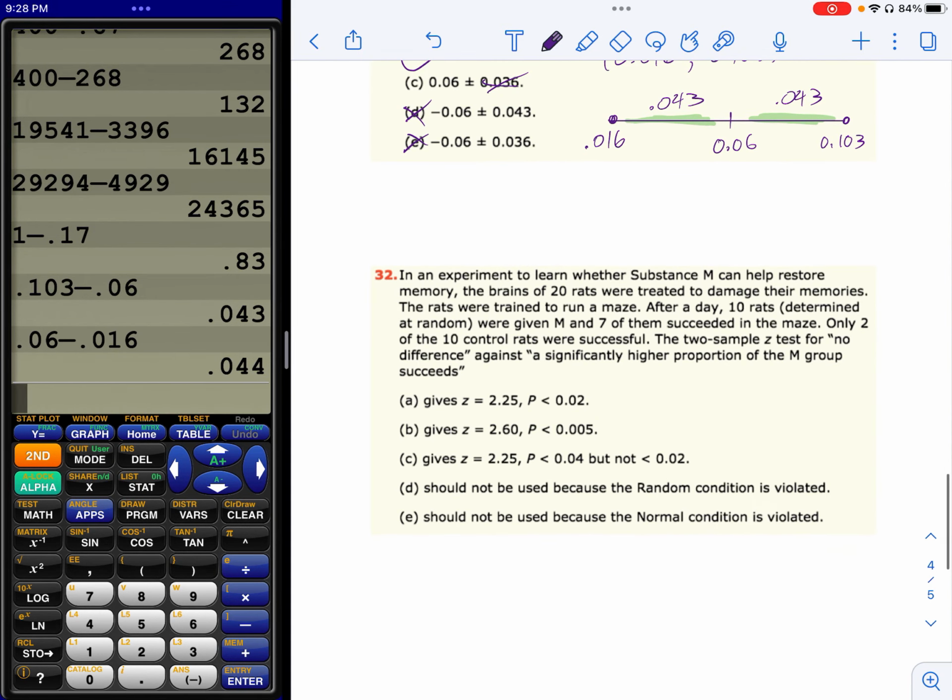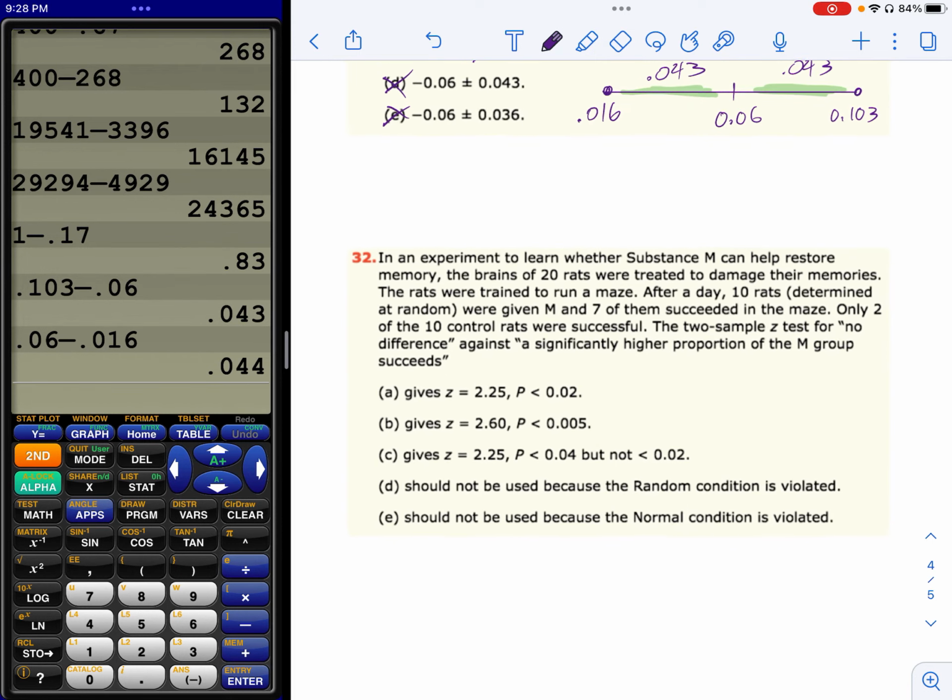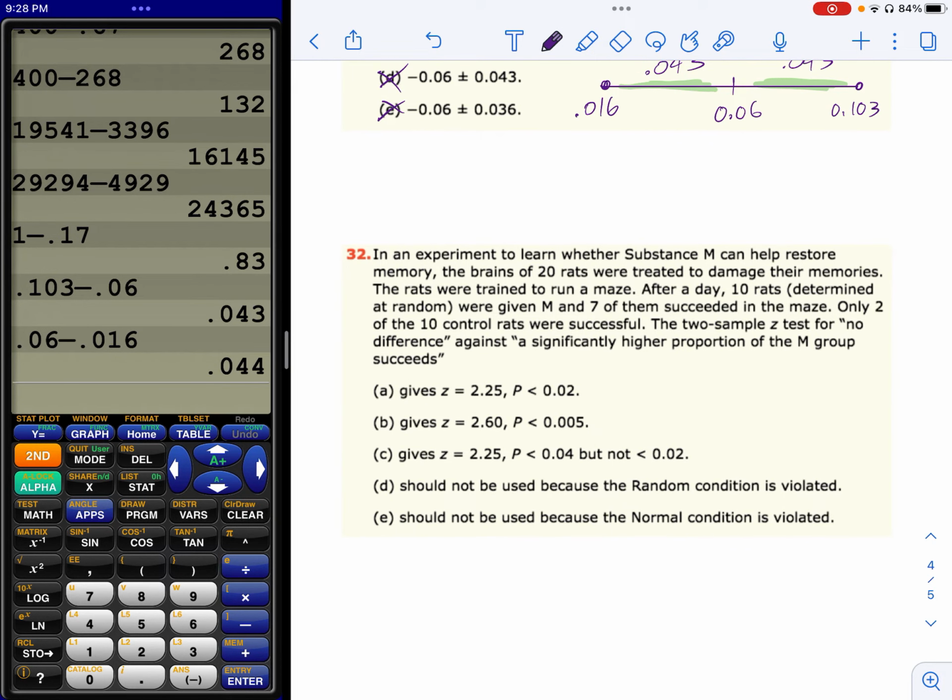Okay, last one. 32, in an experiment with rats. They're testing the memory of rats to learn whether substance M can help restore their memory. The brains of 20 rats were treated to damage their memories. The rats were trained to run a maze. After a day, 10 rats determined at random were given M, and 7 of them succeeded in the maze. And only 2 of the 10 rats in the control group.